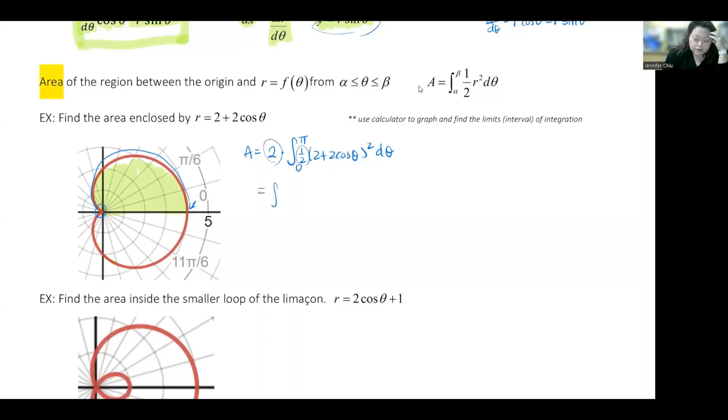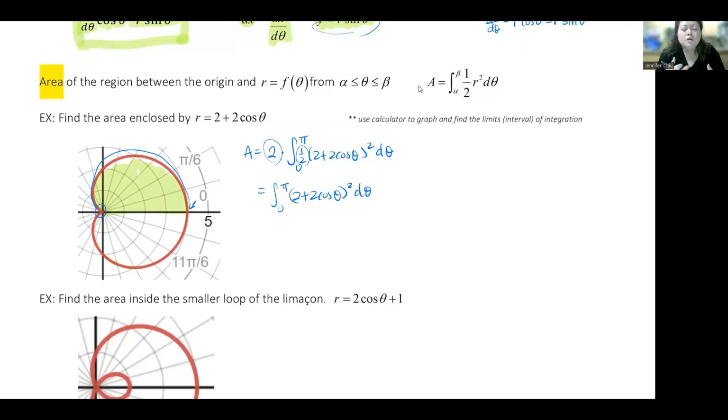So you have the integral from 0 to pi of (2 + 2 cosine theta) squared d theta. Now, just keep in mind, most of these can be done by hand, as long as you keep in mind the double angle formula. If you were to multiply this out, you will get 4 plus 8 cosine theta plus 4 cosine squared theta, and then change out the cosine squared theta with (1 plus cosine 2 theta) over 2. You will be able to do this by hand, right?